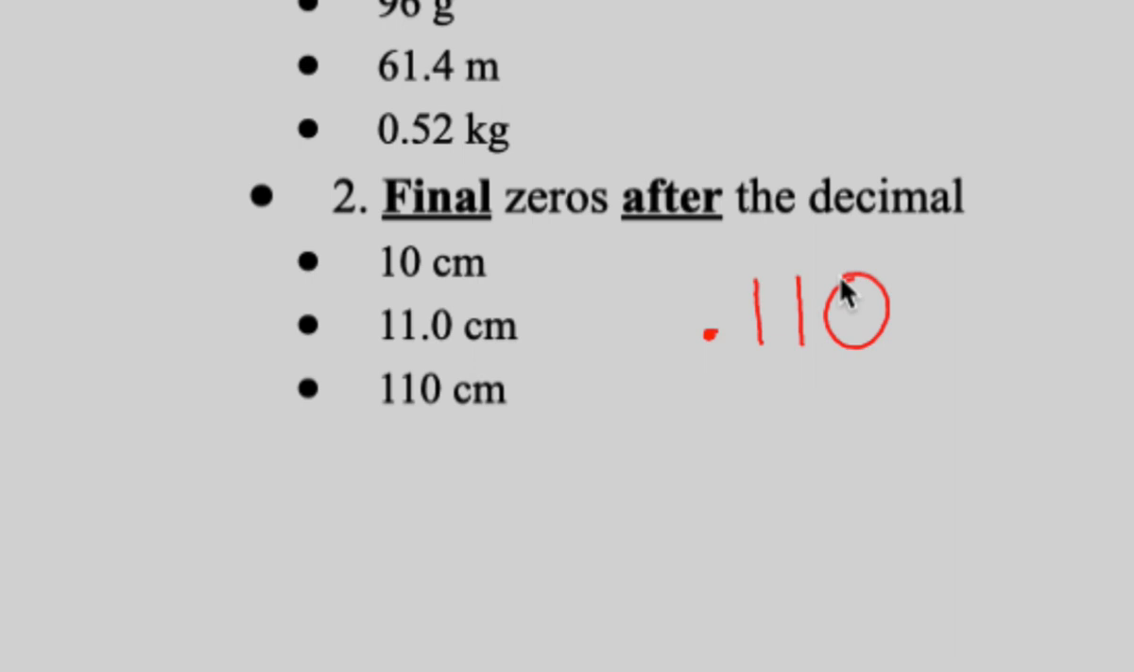Now guys, what about this? What if we have a string of zeros that are final zeros after the decimal? And the answer is those all count. You can have strings of final zeros after the decimal, and they all count. So what questions do you have about this idea of final zeros after the decimal? Go ahead.